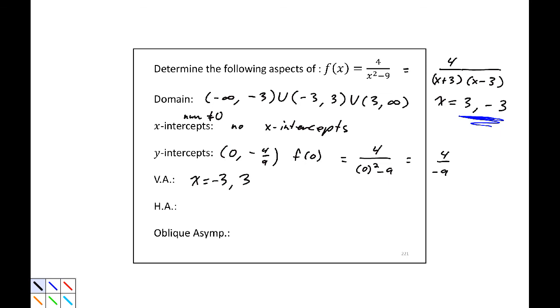Right. Next, we have horizontal asymptotes. Let's check for that. Well, the degree of the numerator is 0. The degree of the denominator is 2. And since the degree of the denominator is greater, then we have a horizontal asymptote at y equals 0. Based on our rules from earlier, that means we have no oblique asymptote.